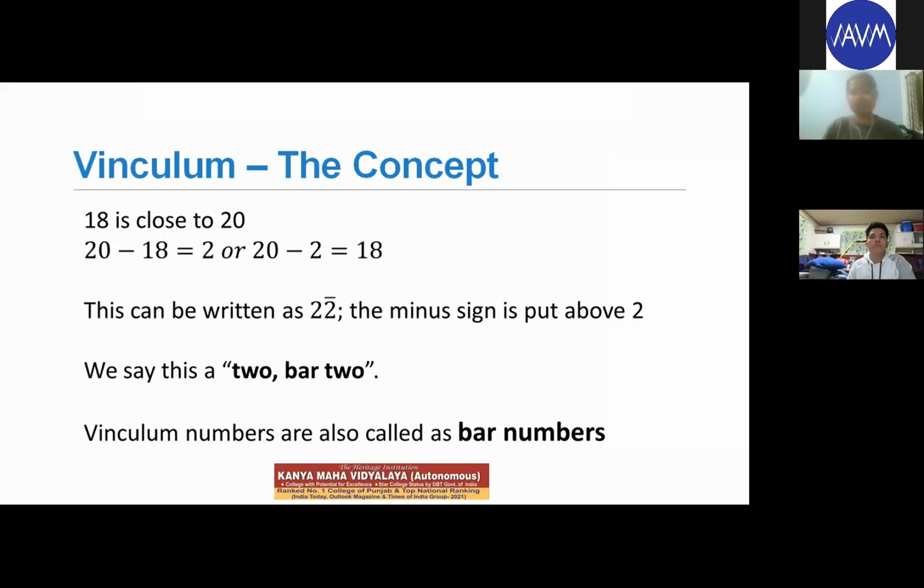This can also be written as 2 2 with a minus sign put above the digit 2. We say this number as 2 bar 2. Therefore, Vinculum numbers are also known as bar numbers. Why so? Because we often identify Vinculum numbers by a bar put on any digit in a number.